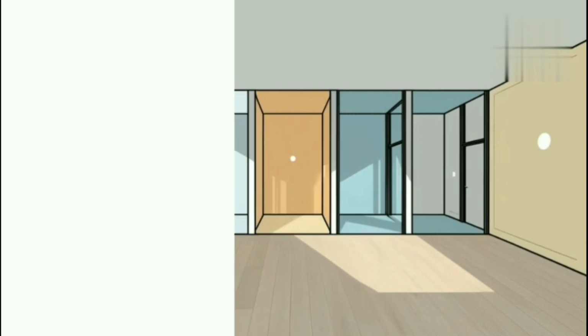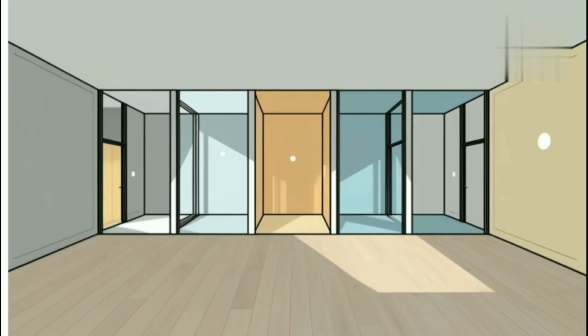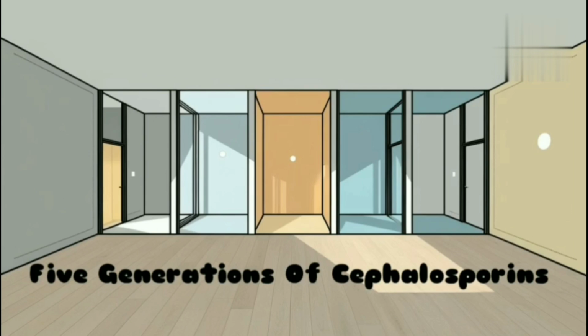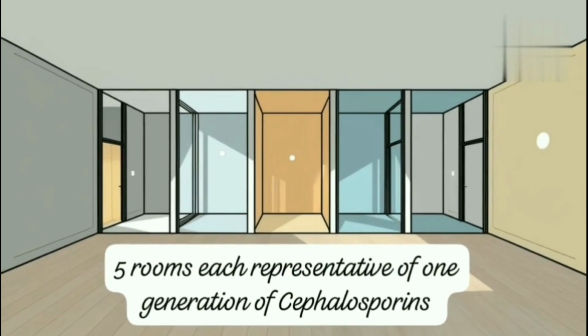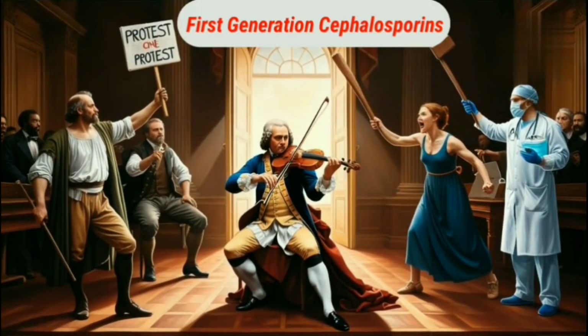To memorize the 5 generations of cephalosporins, imagine an apartment with 5 rooms, each representing a different generation. Each room contains visual cues related to the key drugs and bacterial coverage of that generation, making recall easier and more structured. You step into the first-generation cephalosporin room, and right away, you hear the screeching sound of a violin.